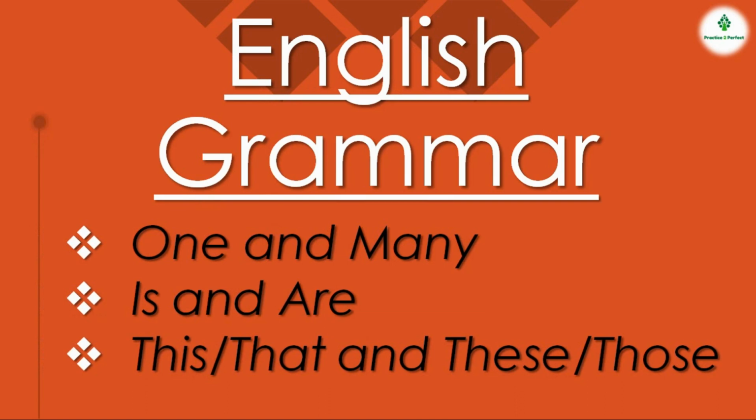These is used for plural naming words that are near, whereas those is used for plural naming words that are far from us. Example: these are my toys. Here I am considering that the toys are near, and those are my balls, considering that the balls are far.